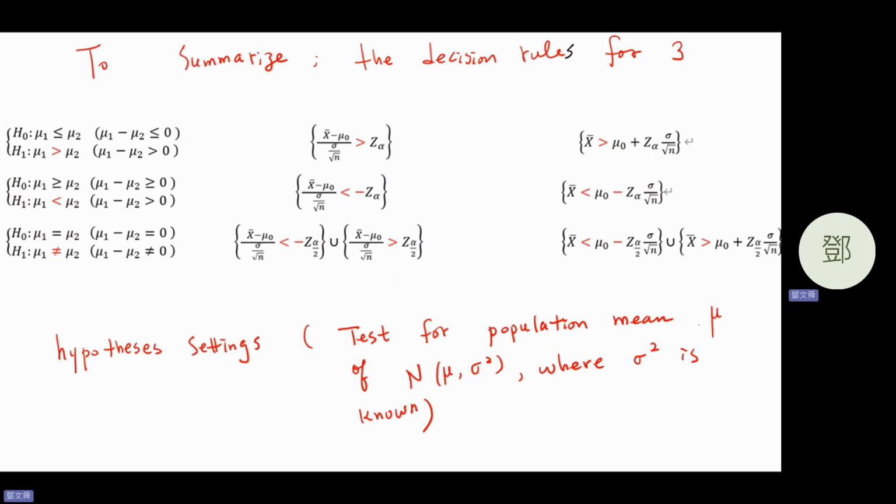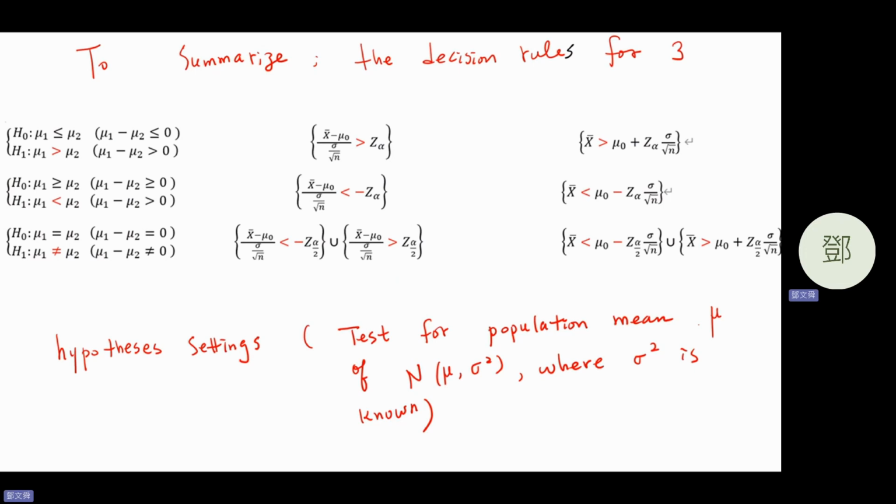This is the test for the population mean, the one parameter, one population case. The population is normal with parameters mu and sigma squared, where sigma is known. That's the first hypothesis test we have learned.